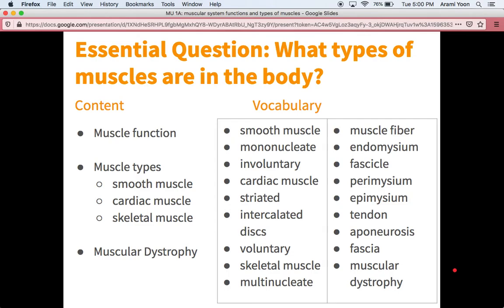Take a few seconds, see if you can answer this essential question using all of these vocabulary, and if you can, that means you have mastered this topic.